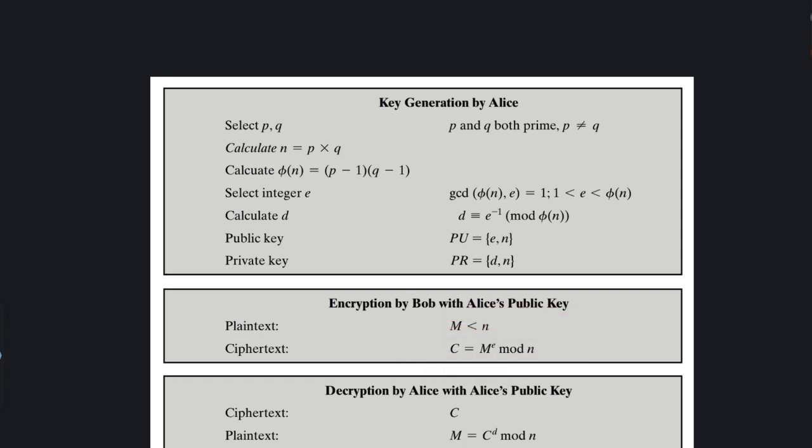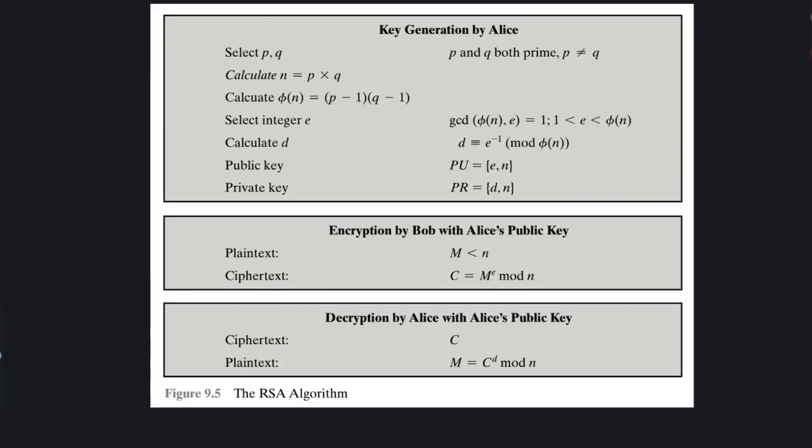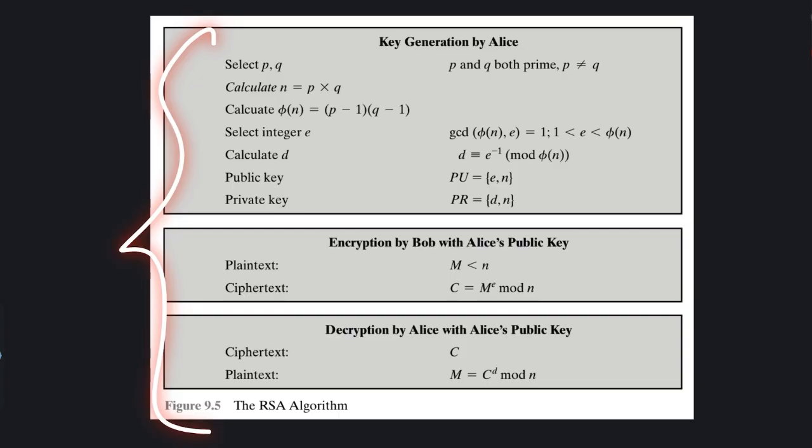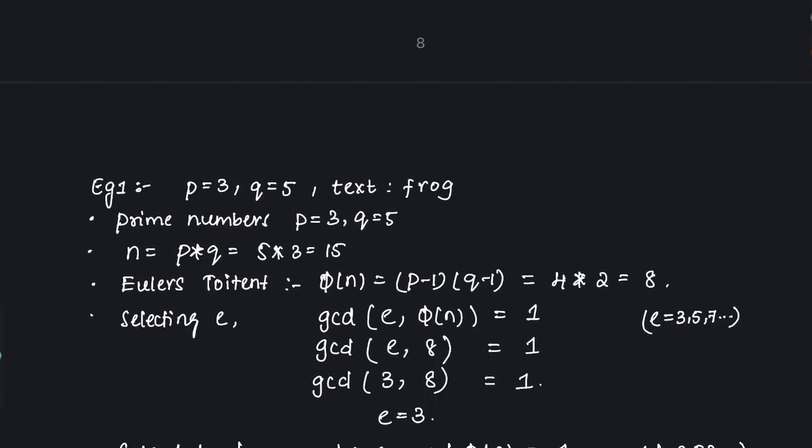Next, decryption by Alice. Alice's key is used to decrypt it. So cipher text C is available. Now in order to get the plain text, M is equal to C power D mod N. So C power D mod N gets us the plain text here. If we see the algorithm just this way, we may not be able to understand it. But let's look into the problems. We have two problems here. By this it will be clear and easy to understand.